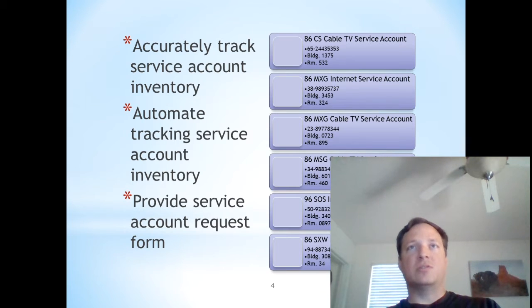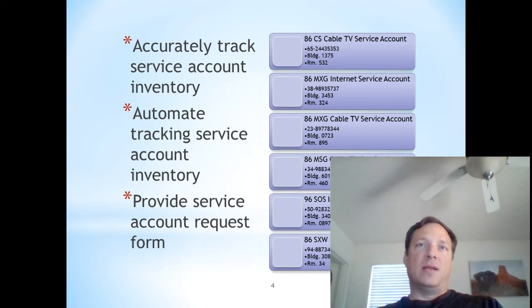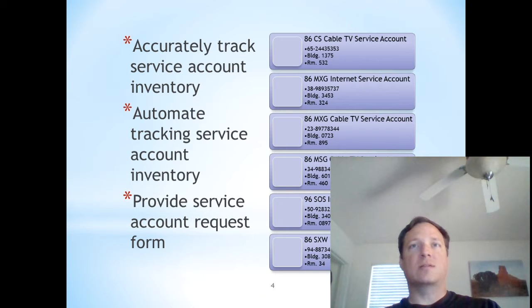We would like to accurately track these on Eglin instead of having each unit track them in their own way, and then the inventory is not accurate and we can't provide a report of exactly what we have on Eglin. So we want to automate that, and to do that we're going to use a centralized database. That's the idea behind my project, and we'd like to provide a service account request form. The service accounts would be connections, either cable TV or internet, that units request on Eglin.